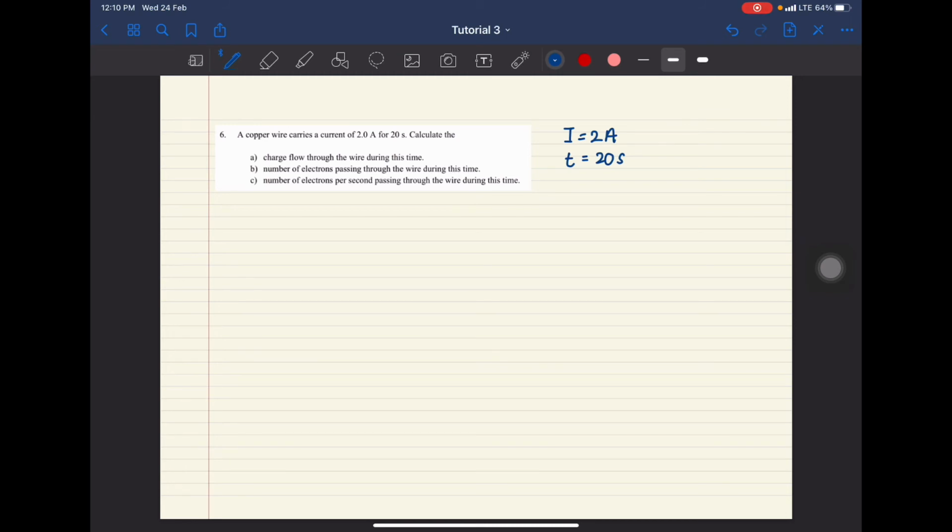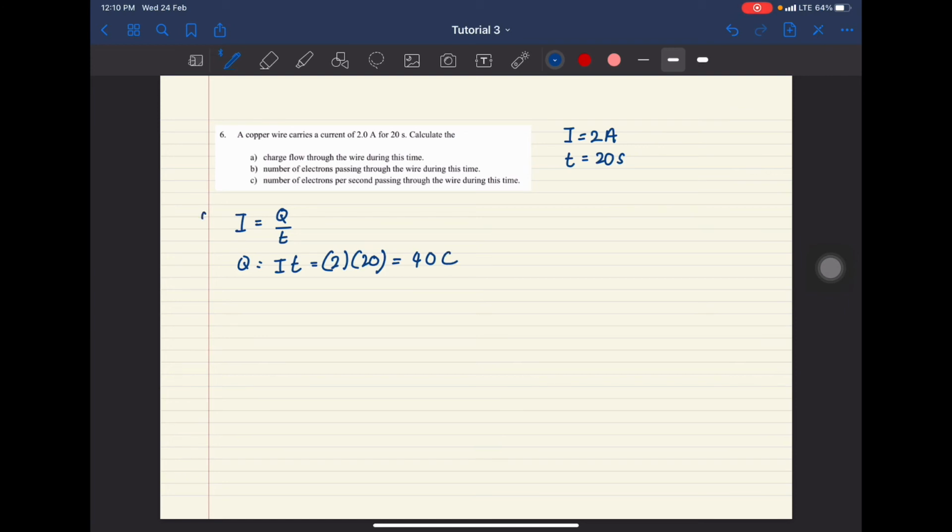You know that I equals Q over T. If I rearrange this, Q equals IT. I can substitute the values of 2 and 20, so that will be 40 coulomb. Make sure you write the correct unit. The charge will be in coulomb.